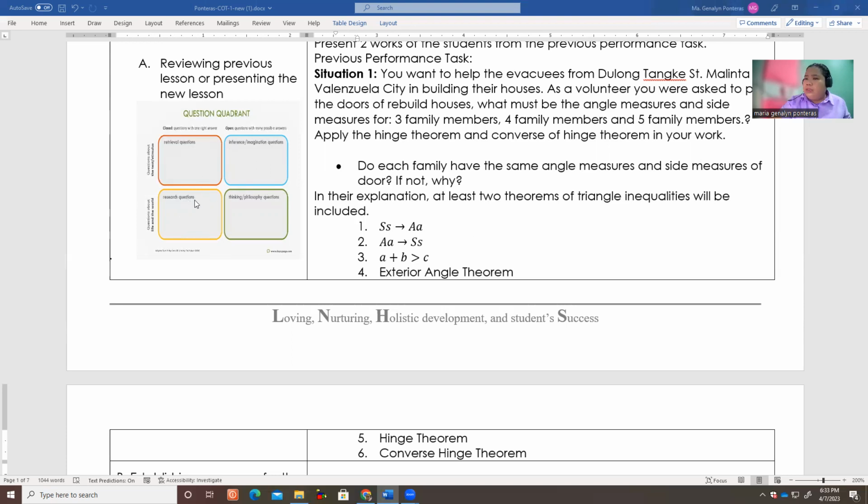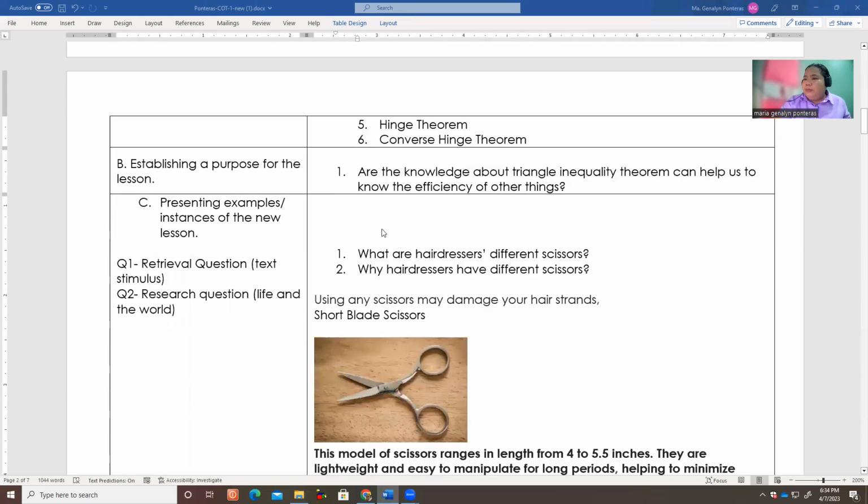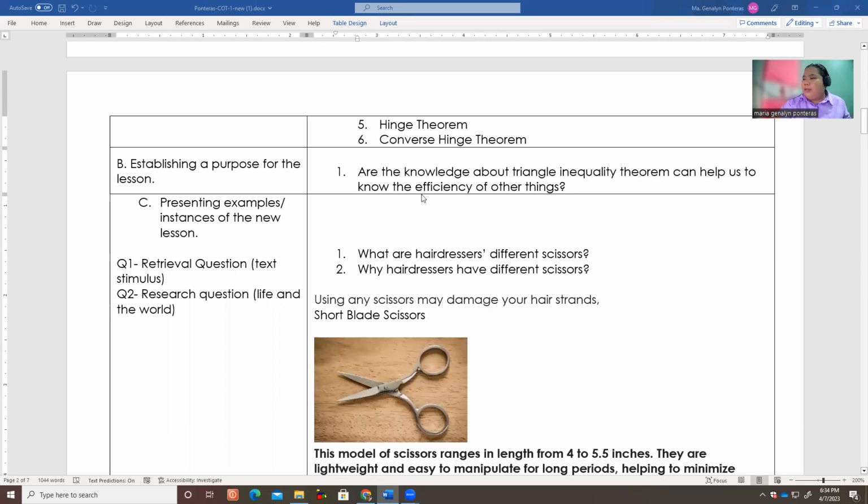The third quadrant is the yellow square, the research question, wherein it requires the students to research. And the last one is the thinking of philosophy questions, wherein you ask about the perspective of your students about the lesson. The knowledge about triangle inequality theorem can help us to know the efficiency of other things.